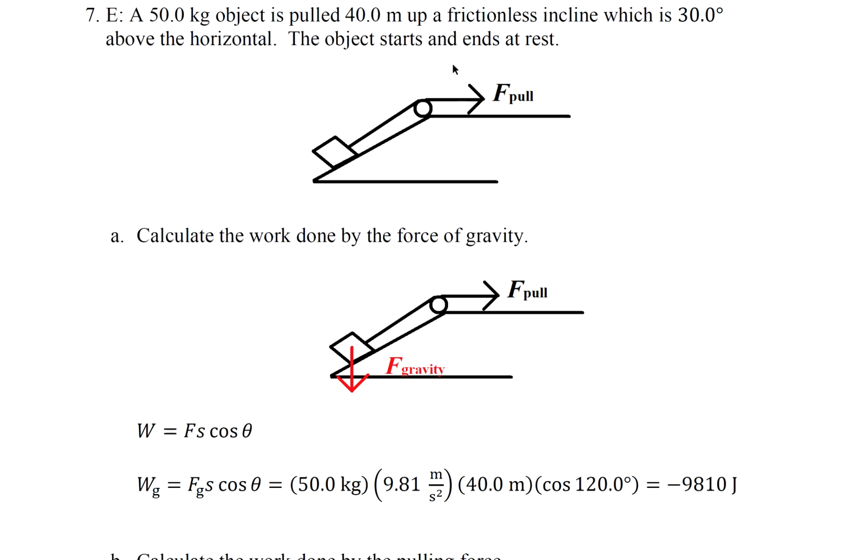Well, work is equal to Fs cosine theta. F is the force of gravity, which is mg. S is 40 meters, and theta is 120 degrees because that's the angle between the force of gravity and S.